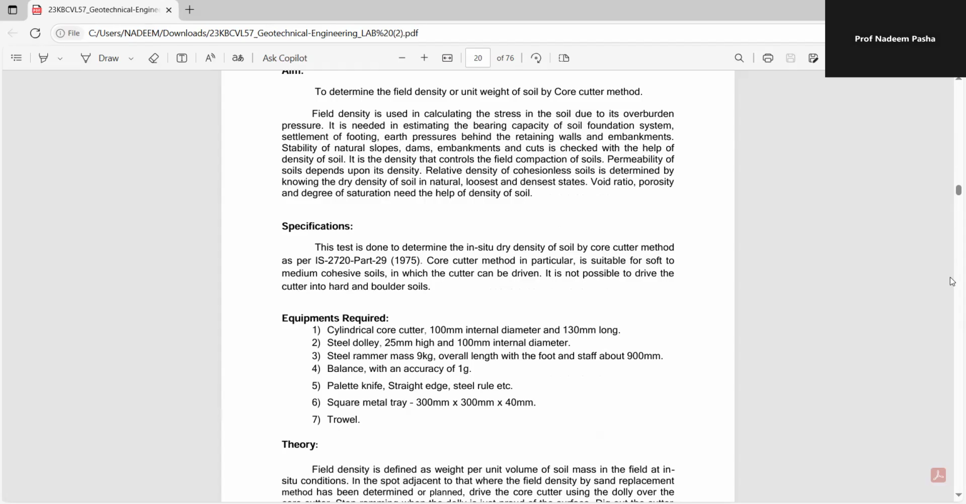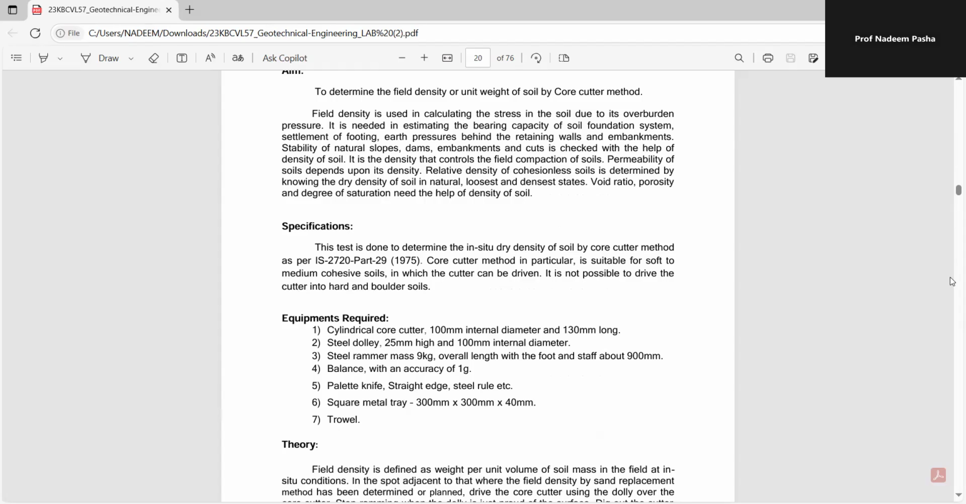What is field density used for? It is used in estimating the bearing capacity of soil foundation system, settlement of footing, earth pressure behind the retaining walls and embankment. Stability of natural slopes, dams, embankments, and cuts is checked with the help of density of soil. The density controls the field compaction of soil. Permeability of soil depends upon its density.